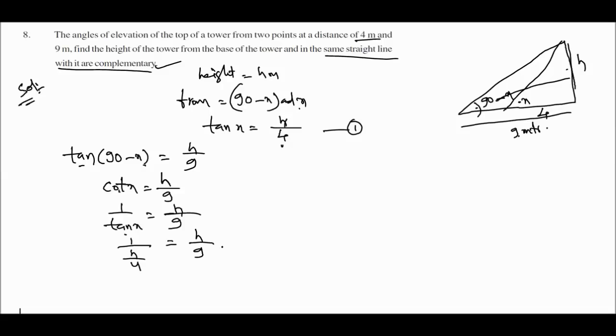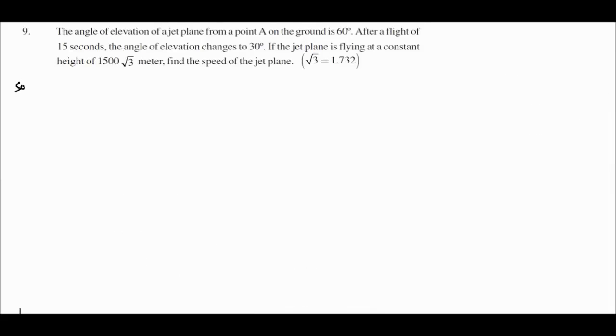So it will go reverse and become 4 by h. So 4 by h is equal to h by 9. So h square is equal to 4 into 9, which is 36, by cross multiplication. So h is equal to under root of 36, which is 6. That is the answer for the height. h is equal to 6. So here, solution for the ninth one.